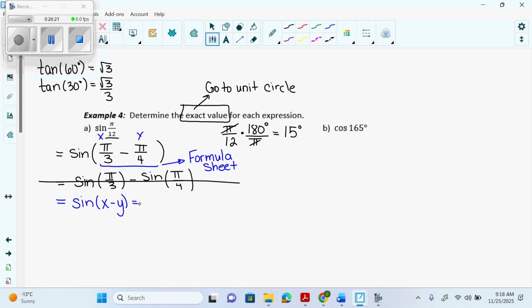And what is the formula for minus? It's sine x cos y minus cos x sine y. Do we agree?